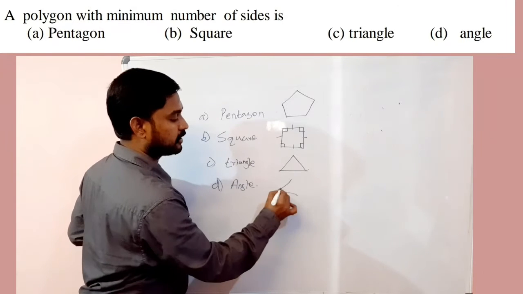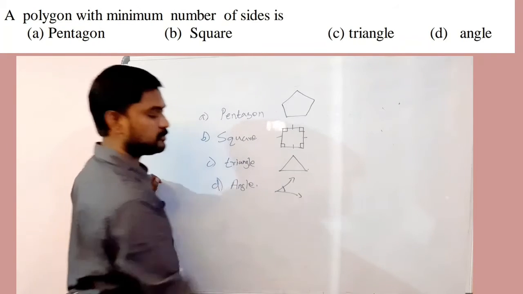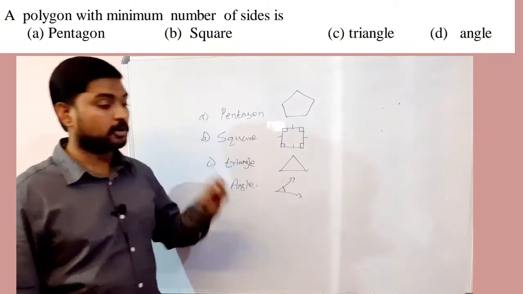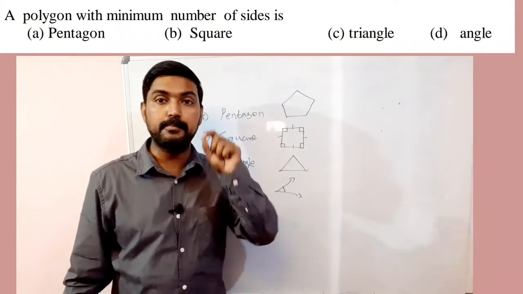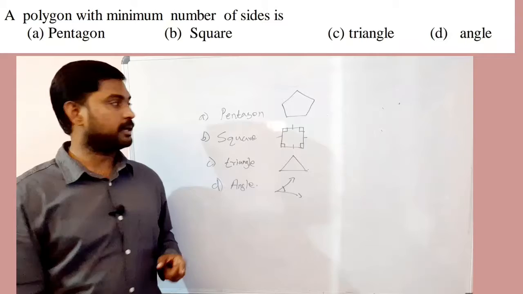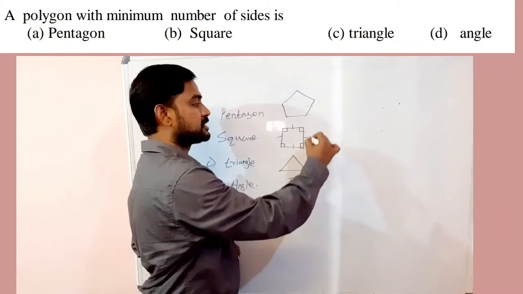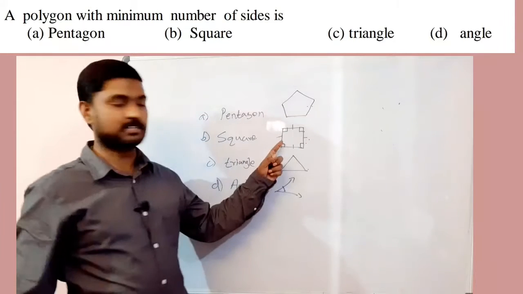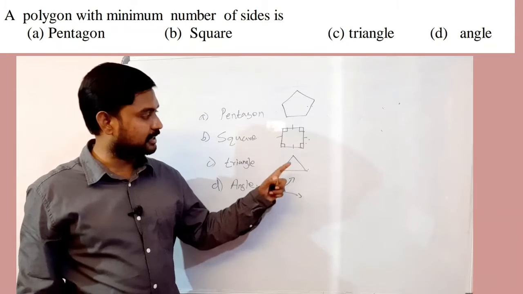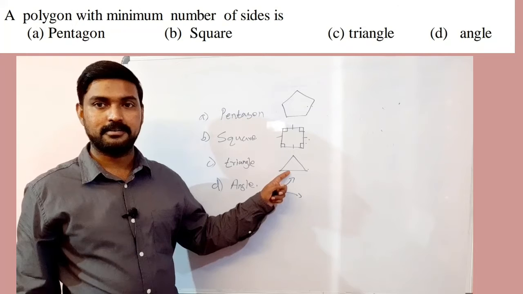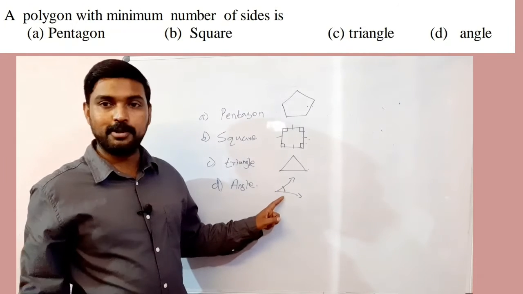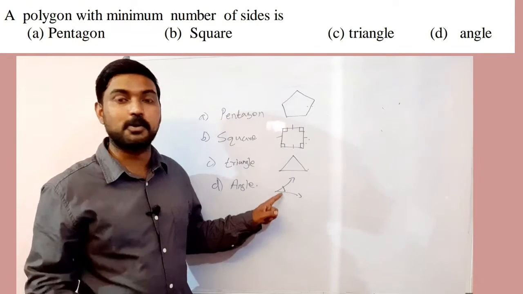Angle. We know that there will be an angle. From these four, the question is which polygon has the minimum number of sides. Here 5 sides are there, here 4 sides are there. As compared to these, the triangle has the minimum number. And an angle has only 2 sides, but it is not a polygon.